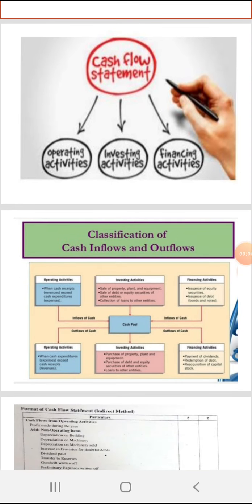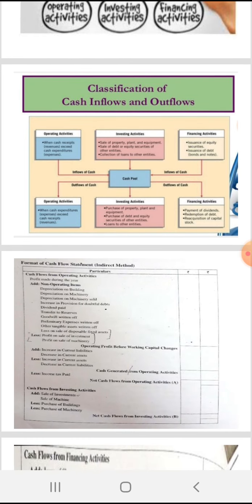In the cash flow statement there are three activities: operating, investing and financing activities. Now let us see the classification of cash inflow and cash outflow. In operating activities, inflow is considered when cash receipts from revenues exceed the cash expenditure. The investing activities cash pool is sale of property, plant and equipment, sale of debt or equity securities of other entities, and collection of loans to other entities. And cash inflow in financing activities is issuance of equity securities, issuance of debt, bonds and notes.